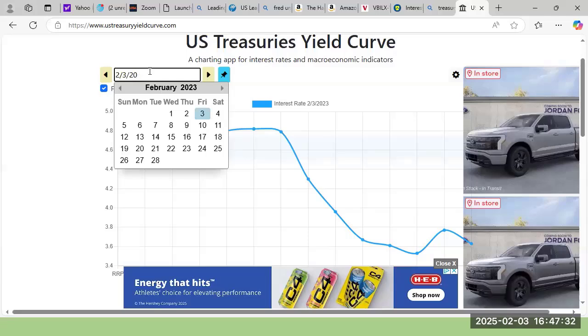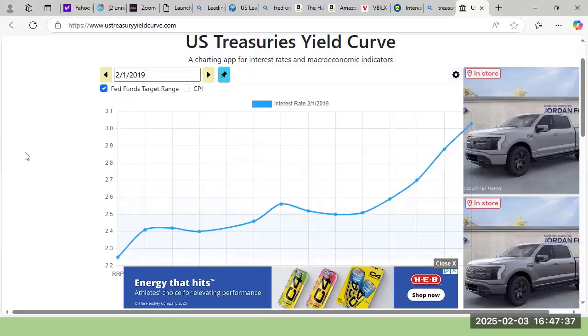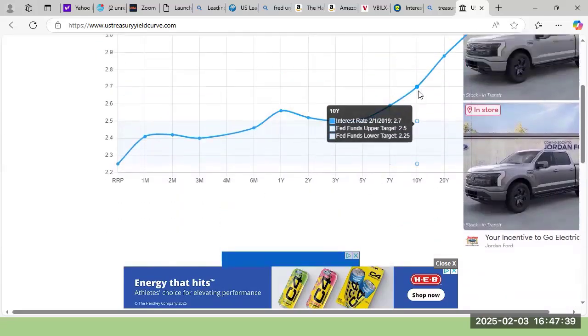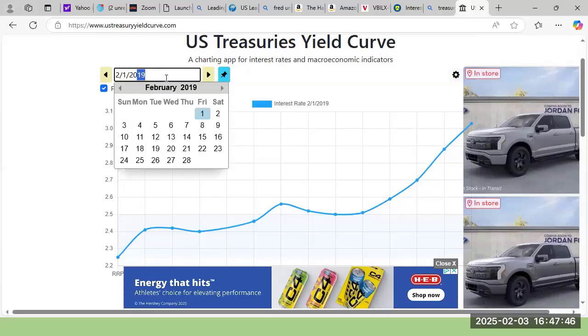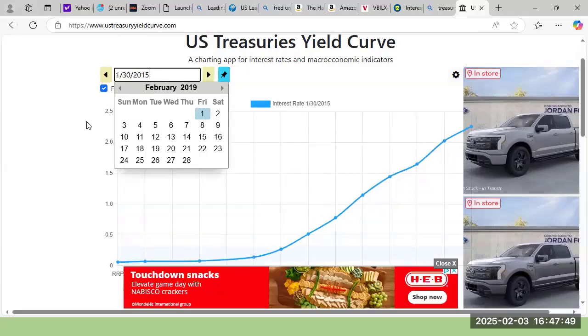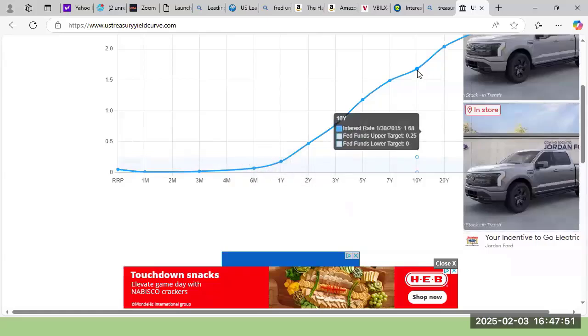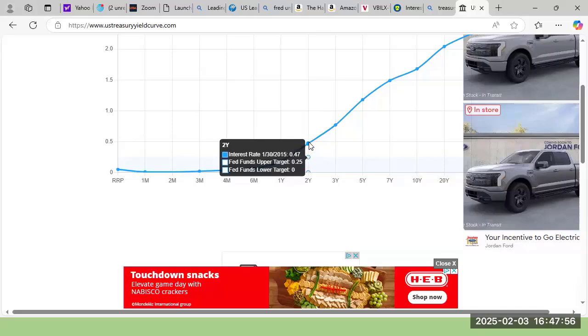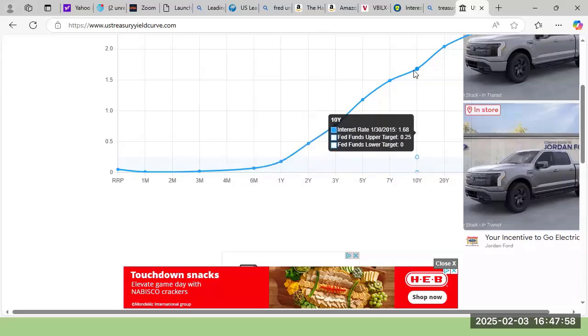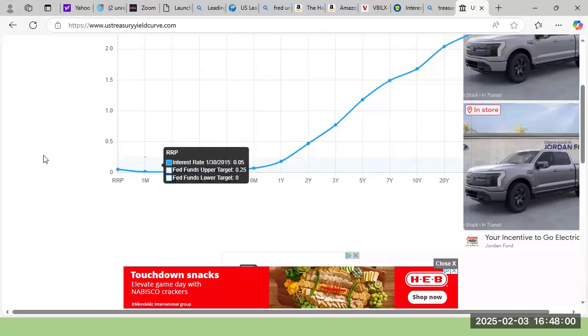Let's see, I'm trying to think of a year where it was really, really steep, maybe 2019. Here, the 10-year was 2.7. That's not very steep. I can't think of a steep year. Here, the short-term interest rates are essentially zero, 168 versus 47. Yeah, that's a steep curve right there. That's like 120 difference. That's a lot bigger yield curve.